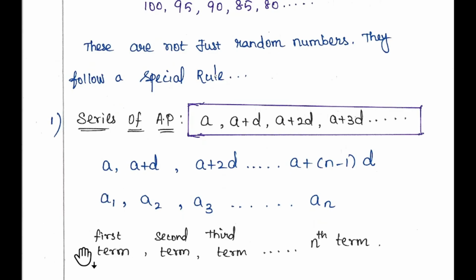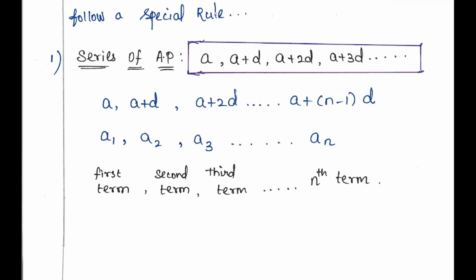So a is the first term, a plus d is the second term, and this is the third term. Also we say a1, a2, a3, and it goes on till an. an is the nth term, a3 is the third term, a2 is the second term. Whenever in the question the second term of an AP is equal to 30, you can take that as a plus d is equal to 30. Likewise, you have to frame the question using the series of AP. We will discuss that in the question part.